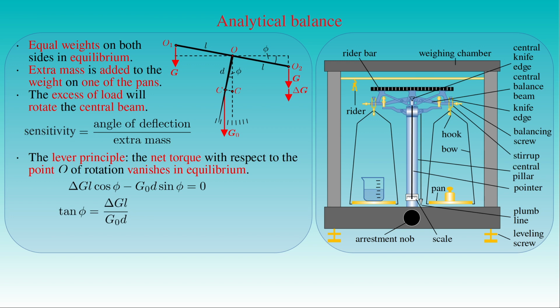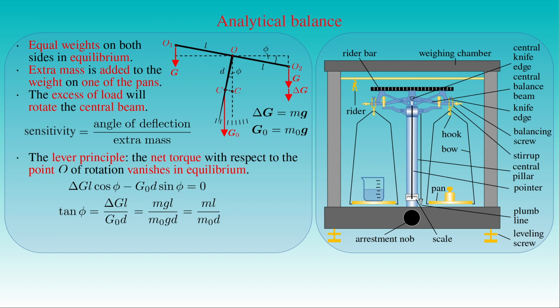Since the extra weight delta G can be written as the extra mass m times the gravitational acceleration g, and the weight G0 as the mass m0 of the central beam and the pointer without the pans times the gravitational acceleration g, tangent phi is equal to the ratio of m times g times L to m0 times g times d, or simply the ratio of m times L to m0 times d.